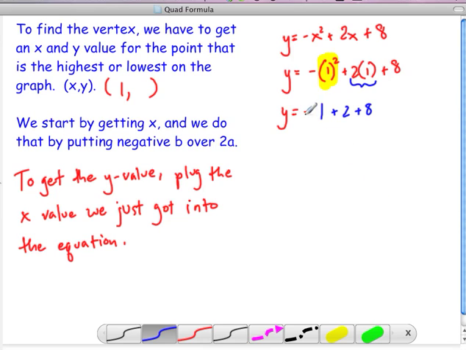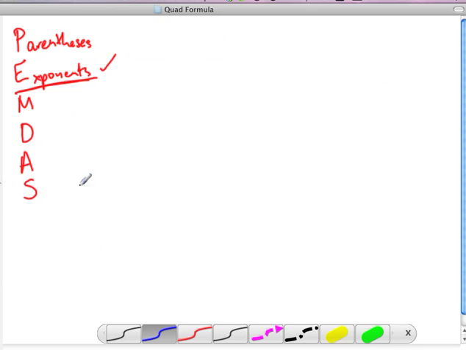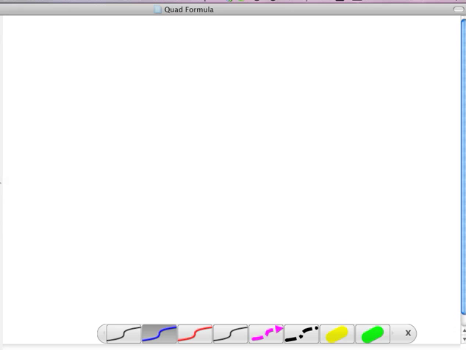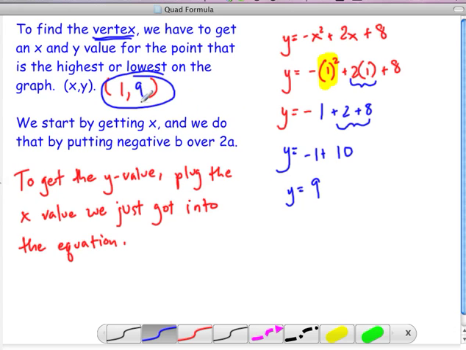Okay, so notice this negative is still here because this negative is actually multiplication. It's like this, -1 times whatever we have. Exactly the same. So I got y equals, let's see, +2 and +8 is 10. -1 plus 10, y equals 9. So I've got my vertex. I've got the highest or lowest point on the graph. Right now, I don't know if it's the highest or lowest, but I know it's at 1, 9.